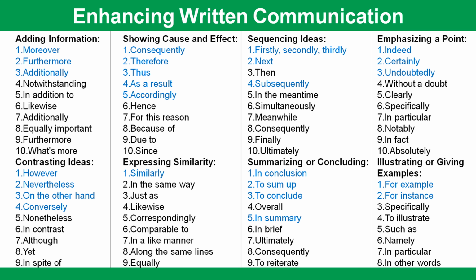Moving on to cause and effect. When you want to show the relationship between actions and their consequences, words like consequently, therefore, and thus can be incredibly useful. For example, you could say, consequently, the company saw a significant increase in the profits. Or, therefore, it can be concluded that. These phrases help clarify the logical connections in your writing.